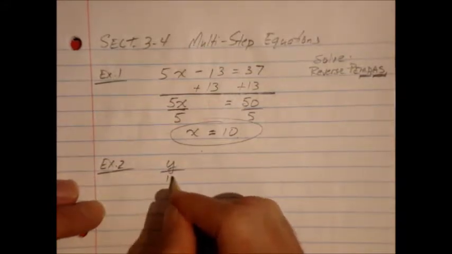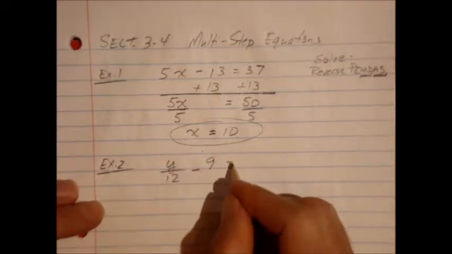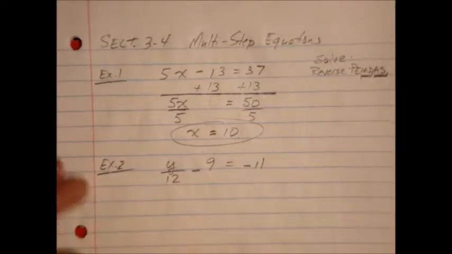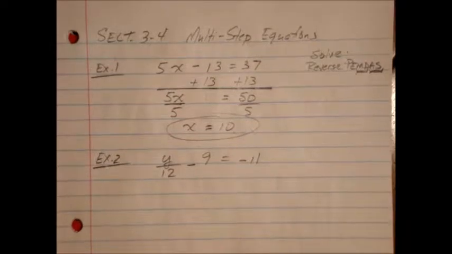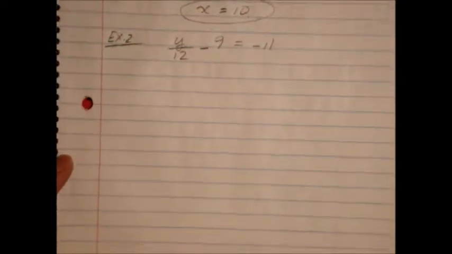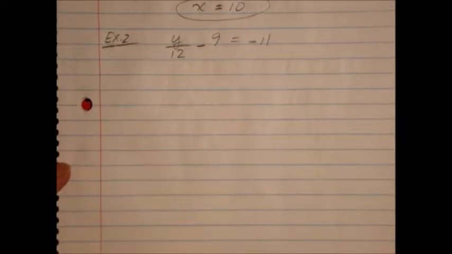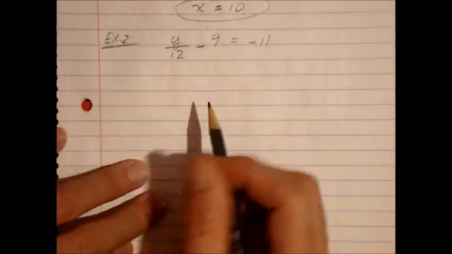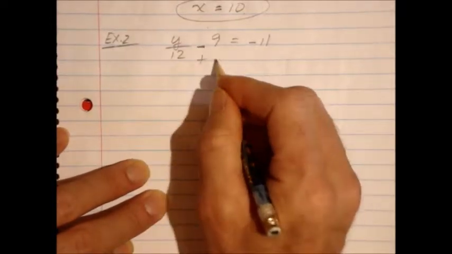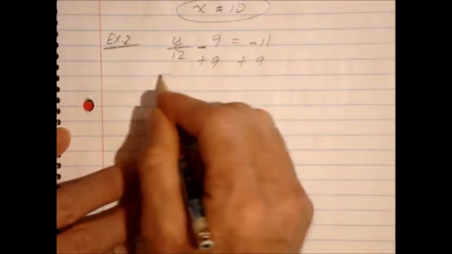How about y over 12 minus 9 equals negative 11? We'll see if Eli can properly identify the horsefly. Elijah, which one's the horsefly? 9. Elijah says the 9 is the horsefly. How do you propose, you're correct by the way, how do you propose that we kill that horsefly? Add 9. Good job. Opposite of subtraction is addition. We're going to add 9 to both sides.